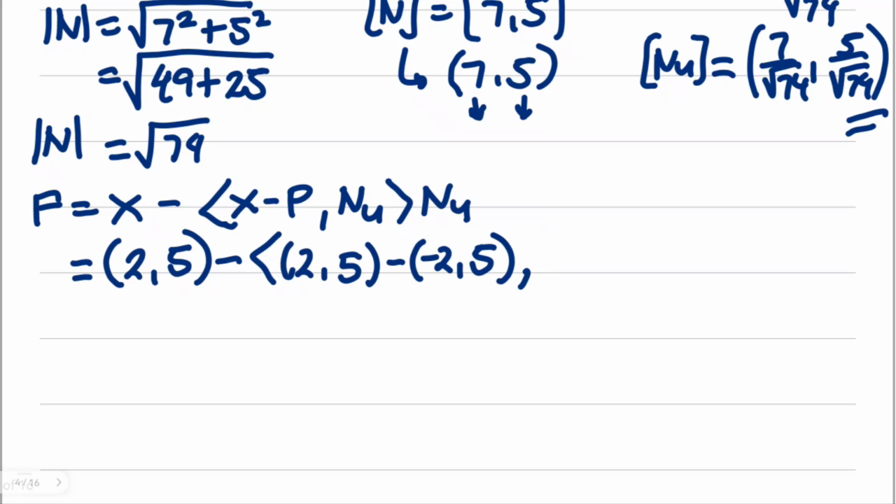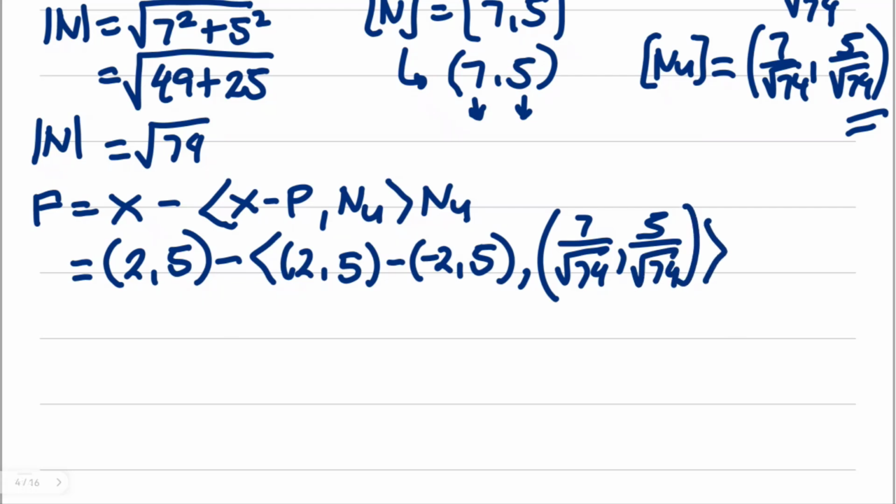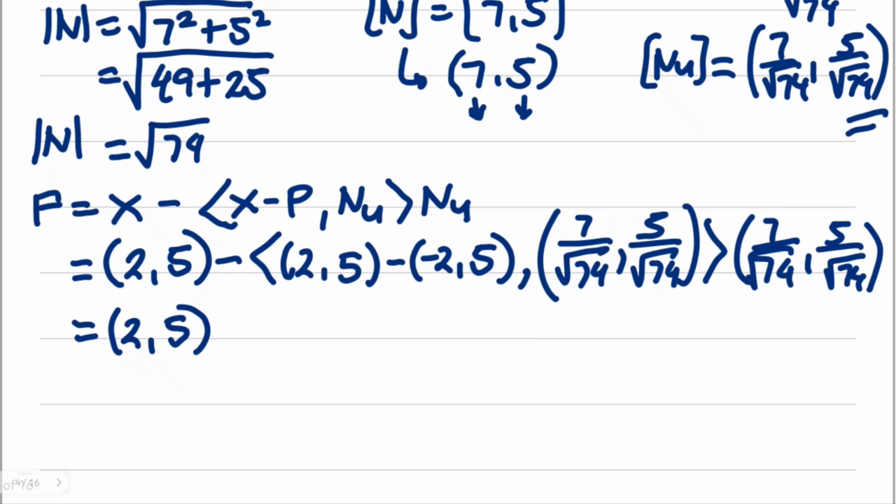Your unit normal vector is (7 over square root of 74, 5 over square root of 74). Again, we don't need to rationalize it later probably. So here you will have (2, 5) minus (-2, 5): 2 minus negative 2 is 4, and you have 0 here.